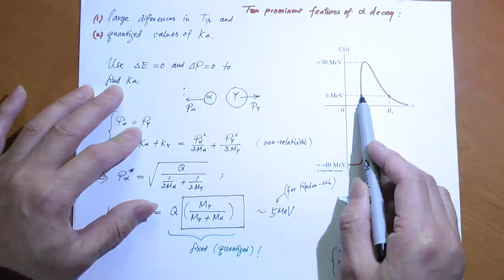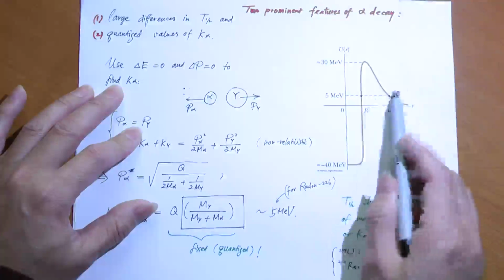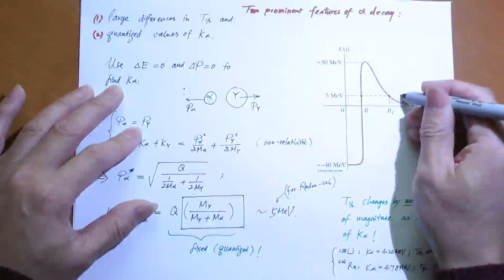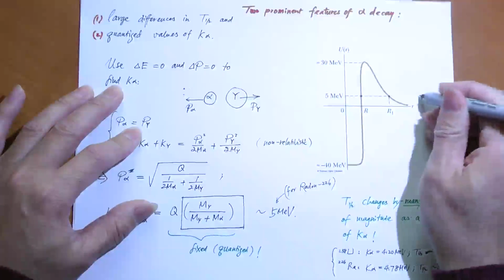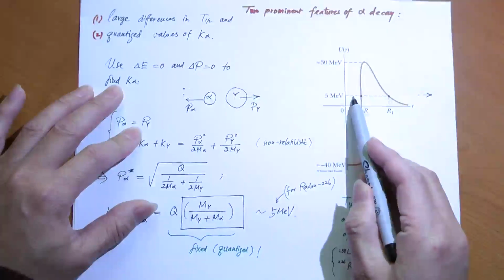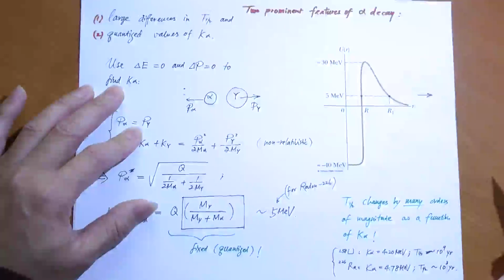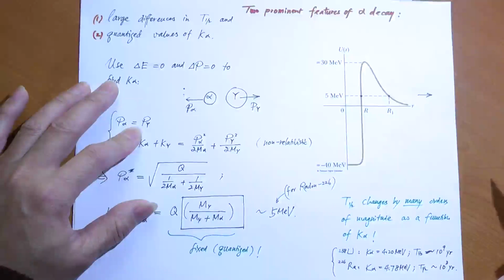How do we know that? Because after it gets out, when it moves, it still has 5 MeV. So when this alpha particle moves to infinity, it's got energy 5 MeV. So basically that's what happened. It starts with this energy and it tunnels over this hump and it gets out with the same energy.